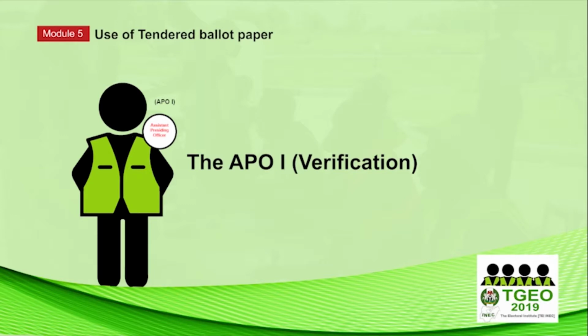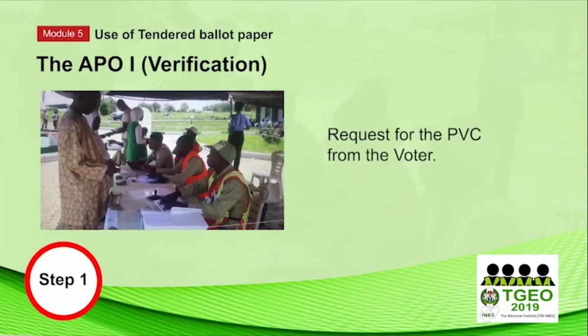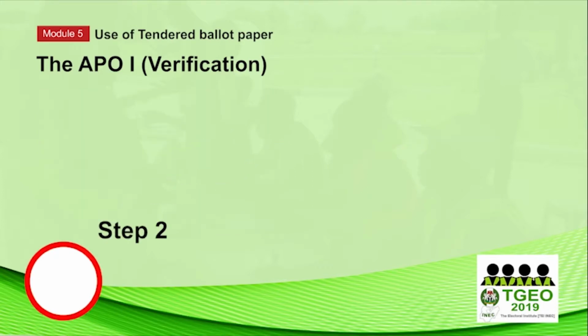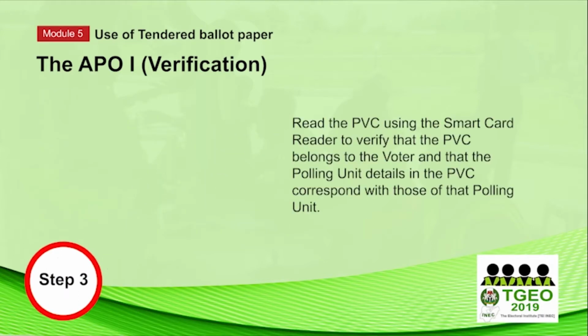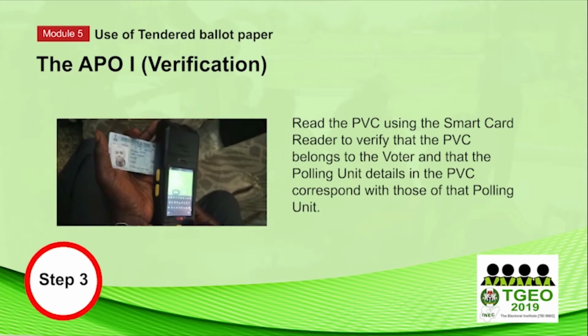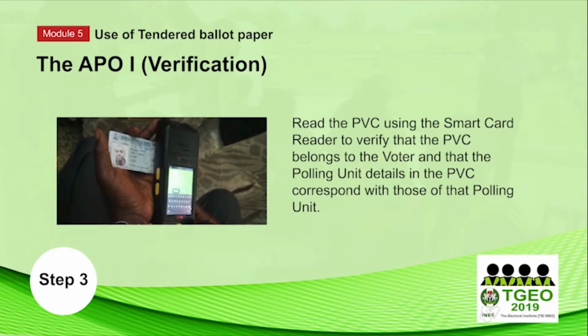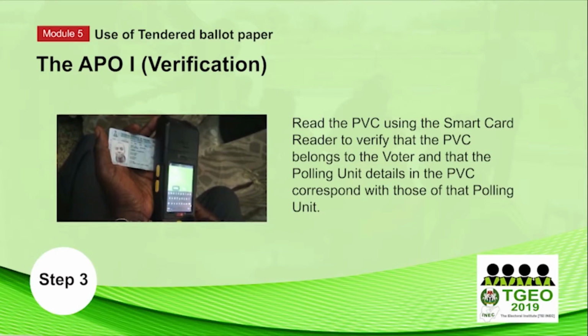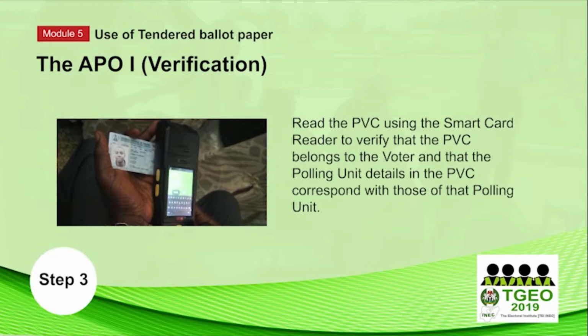APO1 verification shall: Step 1. Request for the PVC from the voter. Step 2. Match the photograph on the PVC to the voter. Step 3. Read the PVC using the smart card reader to verify that the PVC belongs to the voter and that the polling unit details in the PVC correspond with those of that polling unit.